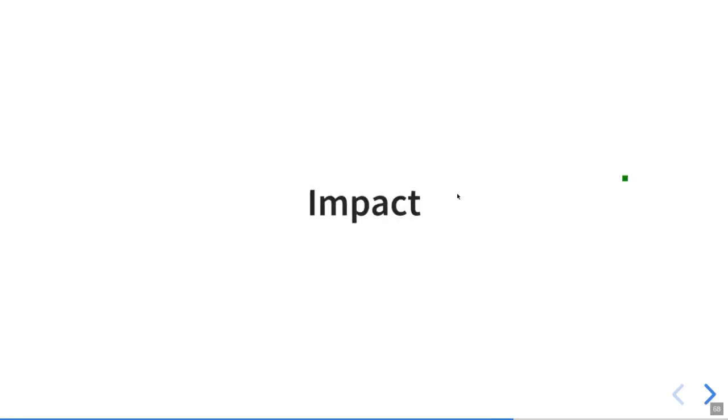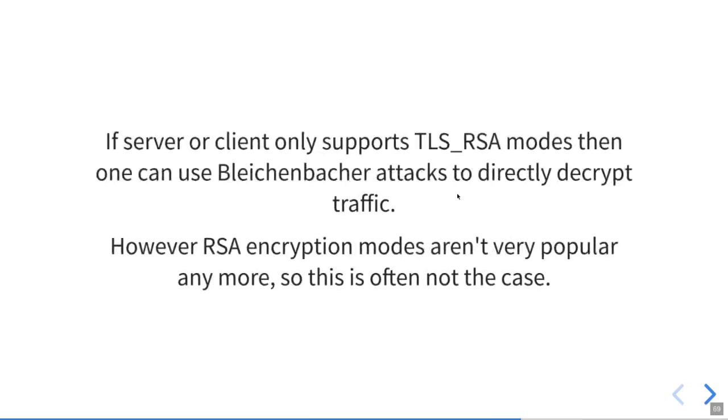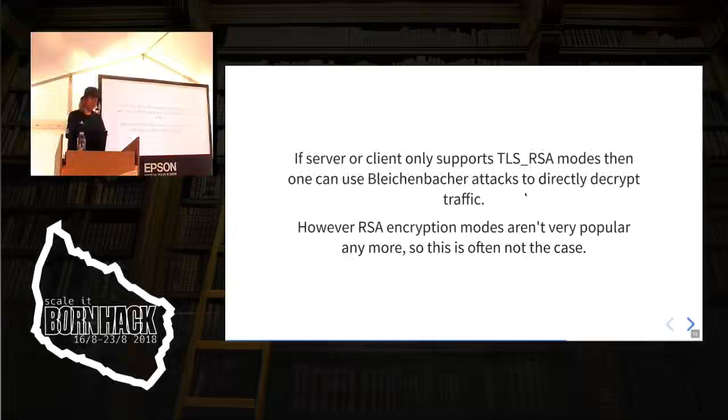Okay, so what is the impact of such an attack? As I said earlier, there are these two different ways of doing TLS handshakes, the RSA one and the Diffie-Hellman one. If you have a server that only supports the RSA handshake, then this attack is really bad because you just record traffic and then you can decrypt it. So, I don't know, you can read passwords or whatever. However, these days, most people use these more modern Diffie-Hellman modes, and then it's a bit more tricky.